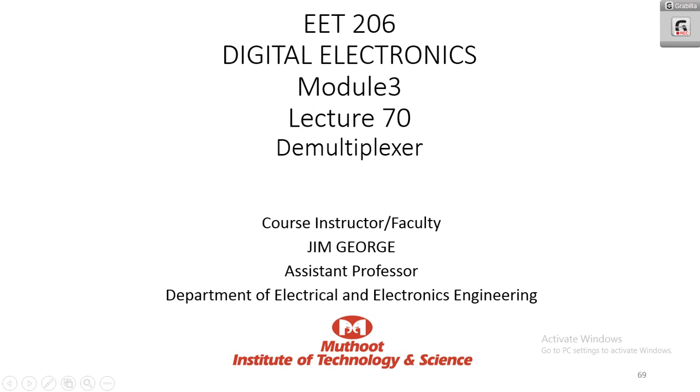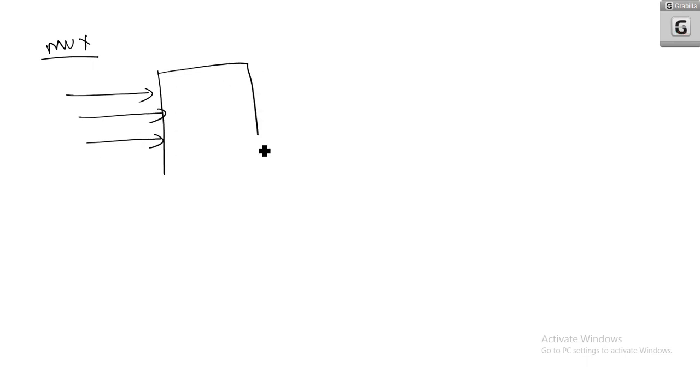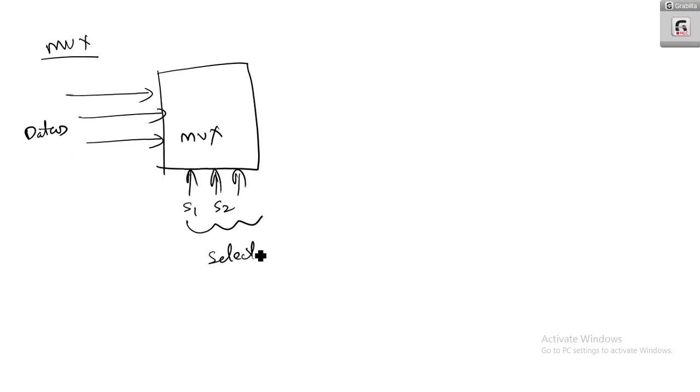In the lectures from 62 to 69, we were dealing with multiplexers. So what is basically a multiplexer? Multiplexer means you are having so many datas. If you are dealing with a MUX, you are having so many datas coming into a MUX, and depending on the selector switches, say S1, S2, S3, etc., one of the data channels will be selected.